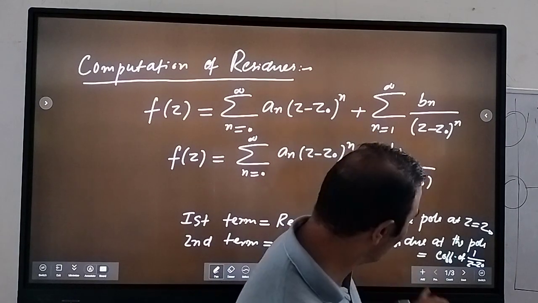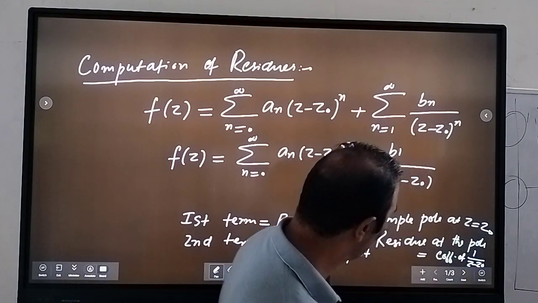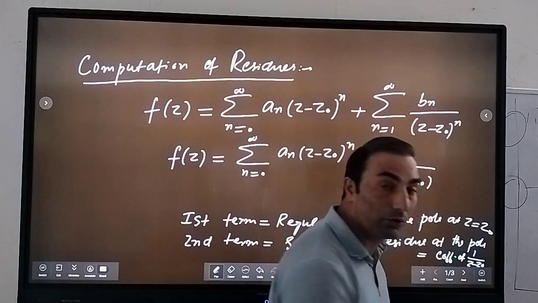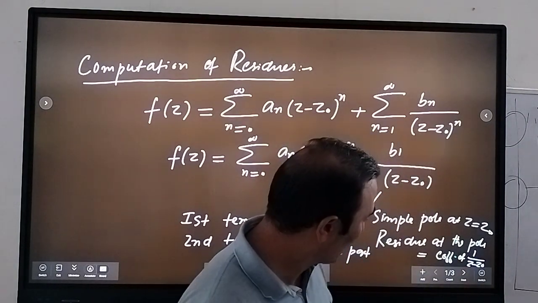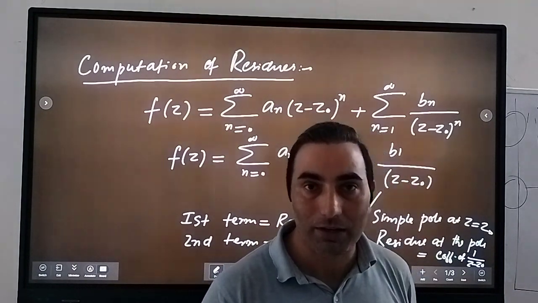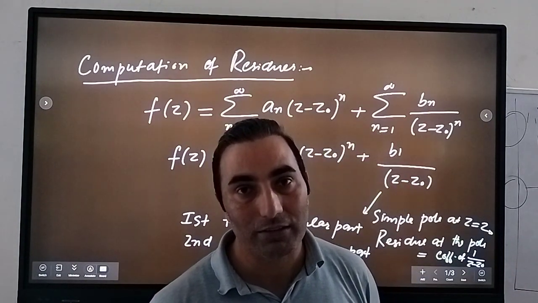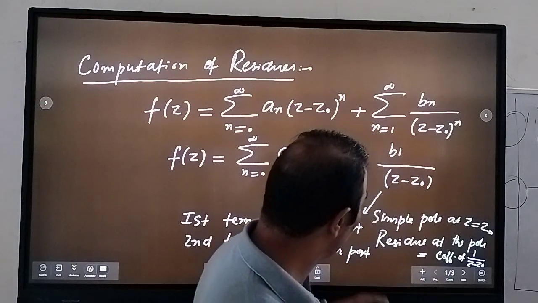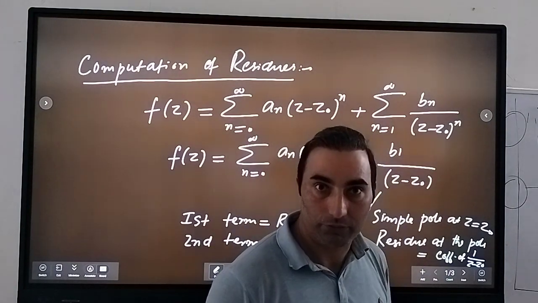So that means जो यहाँ पे residue आएगा, that will be equal to b1. So that is basically equal to the coefficient of 1 divided by z minus z naught. Because coefficient जो 1 divided by z minus z naught का है, that is b1. तो जो हमारा b1 है, that is basically our residue. So residue basically helps us to calculate the poles of these different orders, right?